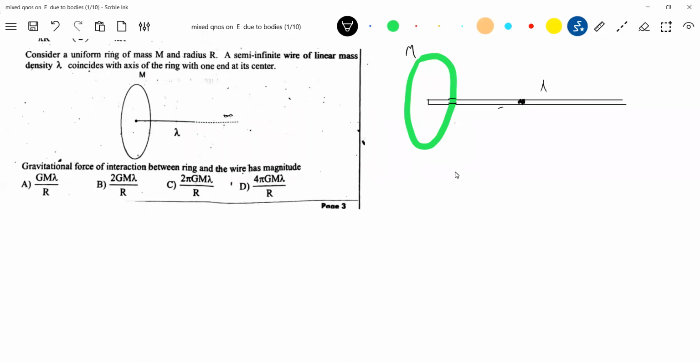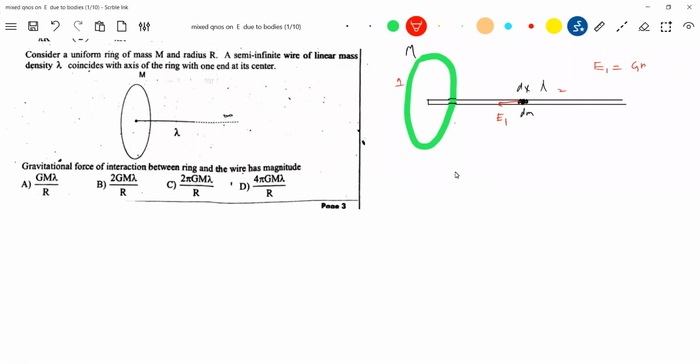Assume a small element dx. It will have mass dm. So what is the field? The field will be like this, no? E bar. This is due to what? Let me call this 1. This one, E1, will be like this. So this will experience a force. So we know what is E1.